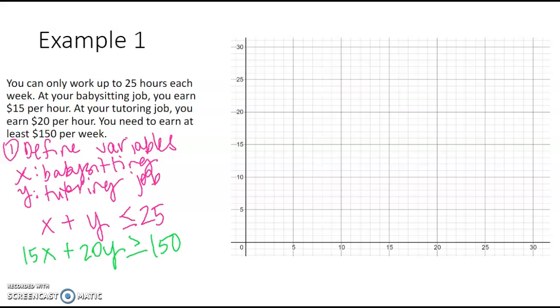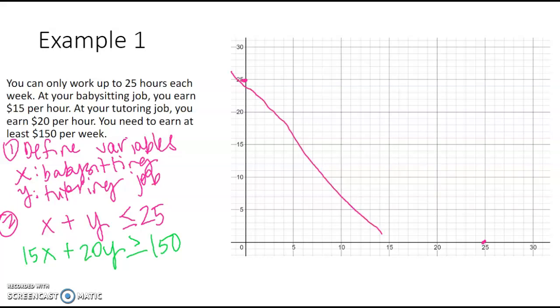So now that we've defined our variables and written our system, we want to graph both inequalities and see where our regions overlap. So first we have x plus y equals 25. I can graph this using my x and y intercepts. I know that both of those are going to be 25. So I have the ordered pairs (0, 25) and (25, 0).